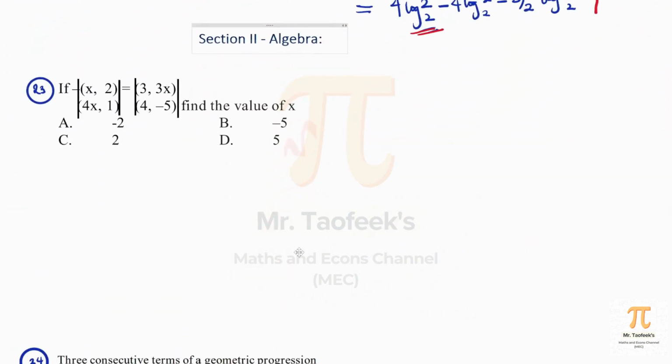Now the first question in our algebra today is matrices, right? Matrices, which is the plural of matrix. So the question is now saying that if the determinant of minus x, 2, 4x, 1 is equal to the determinant of 3, 3x, 4, minus 5, find the value of x.